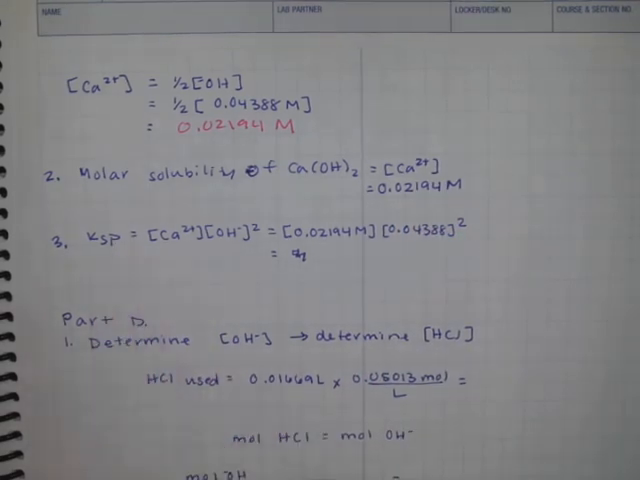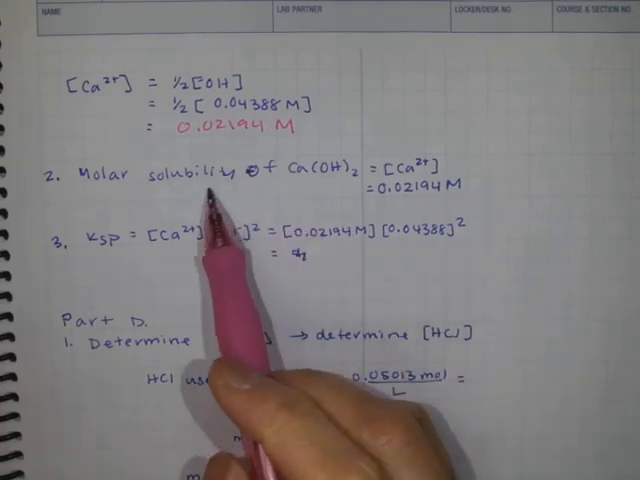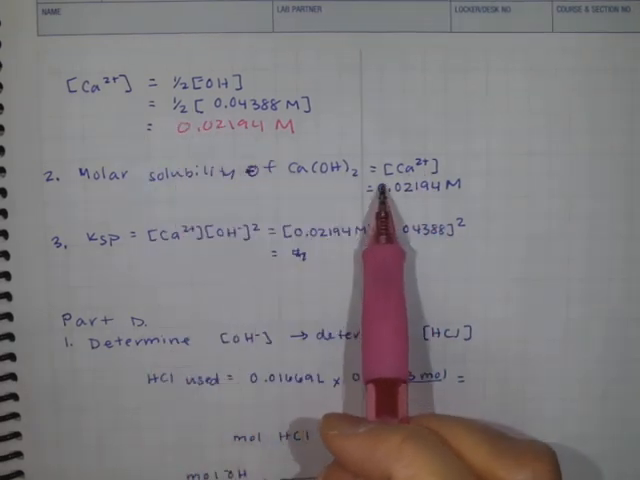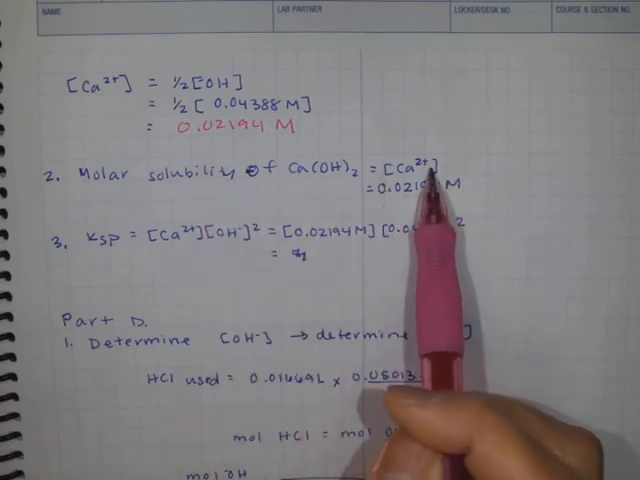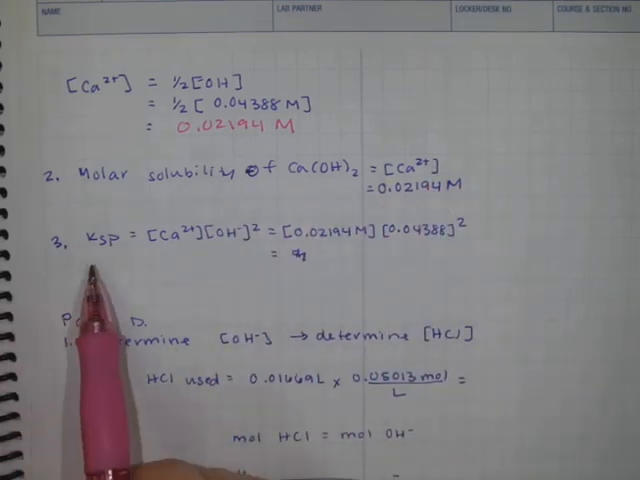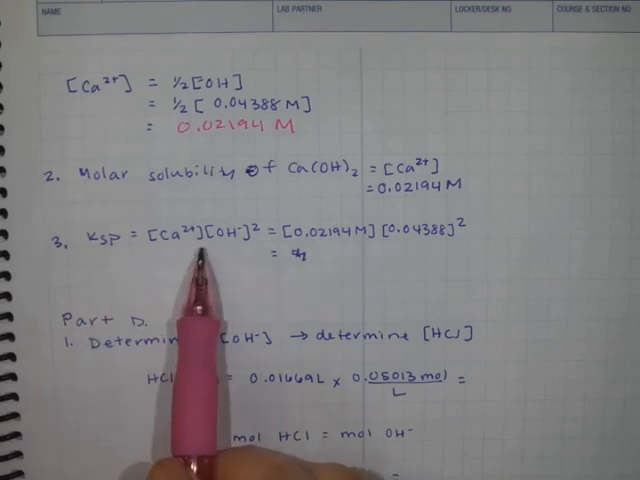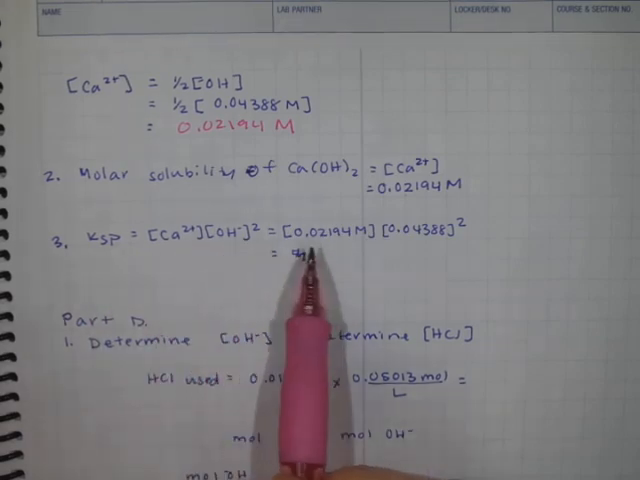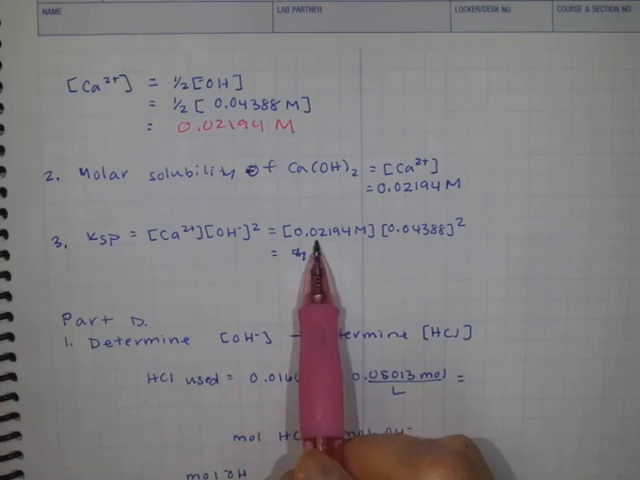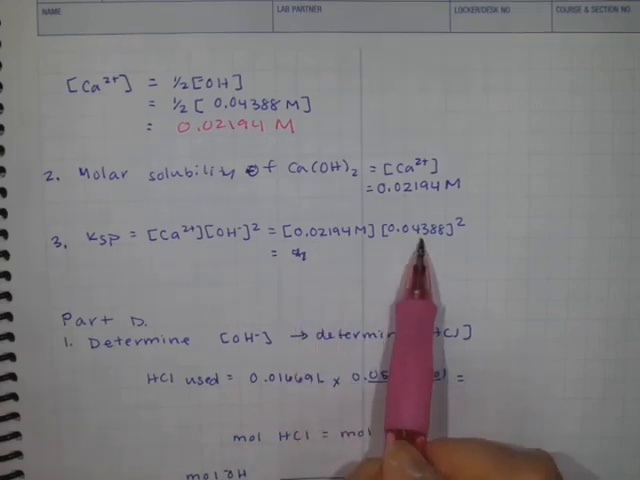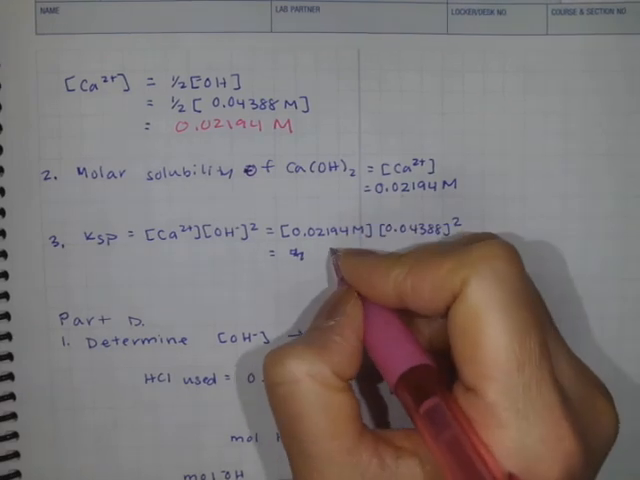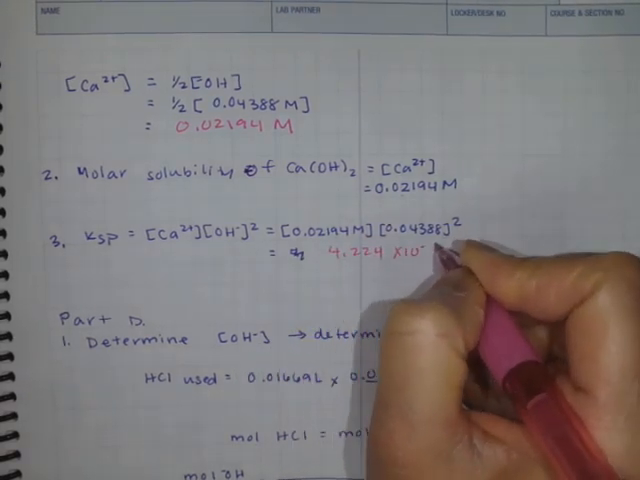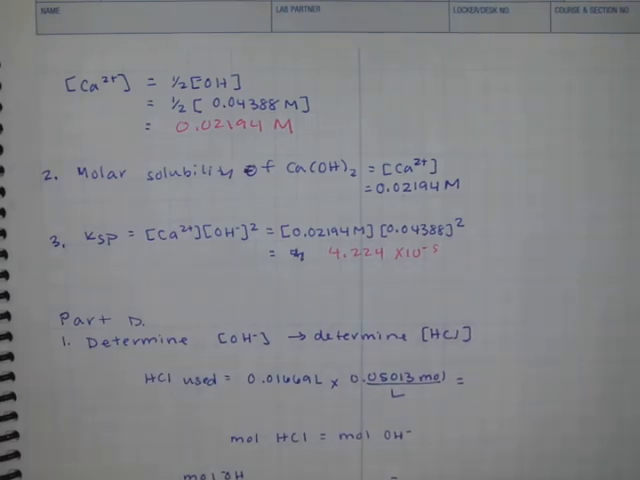And then to calculate the KSP, or for the average molar solubility, you're going to determine the OH and calcium for all of the trials, and then take the average of all your calcium. For KSP, it's a concentration of Ca2+ times OH squared. So that's 0.02194 times 0.04388 squared. So the KSP for me is 4.224 times 10 to the negative 5th.